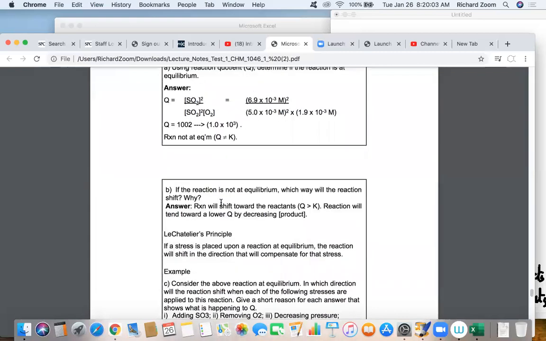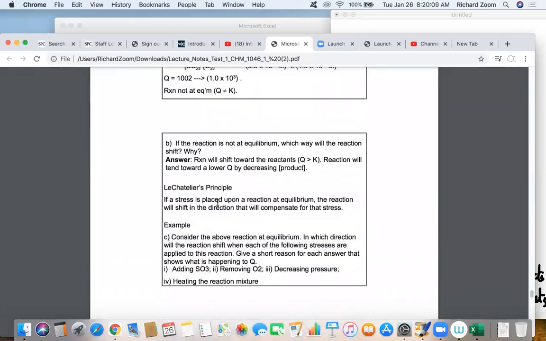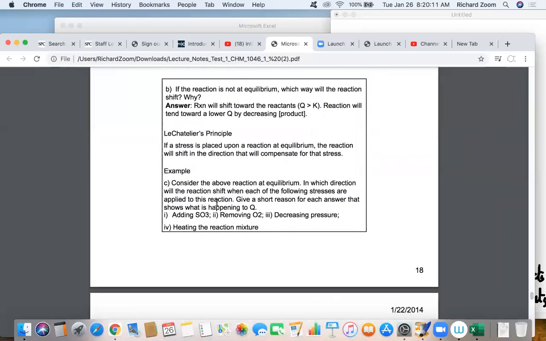Okay. So this brings us to another concept called Le Chatelier's principle, which dictates what happens if a reaction is at equilibrium and we put some sort of stress on the reaction. Now, the stresses that we're putting on the reaction are going to be as follows. It can be adding or taking away reactants or products. We can change the pressure or the volume of the vessel, and we can change the temperature of the vessel. All of these things will have the effect of putting a stress on a reaction at equilibrium.